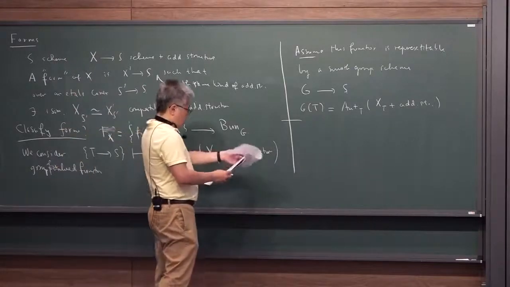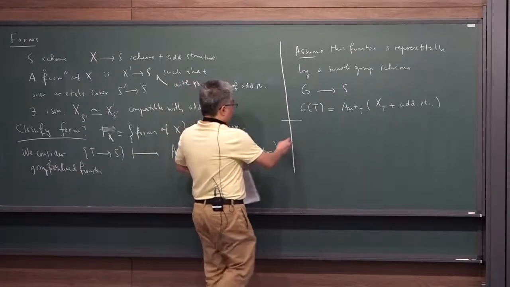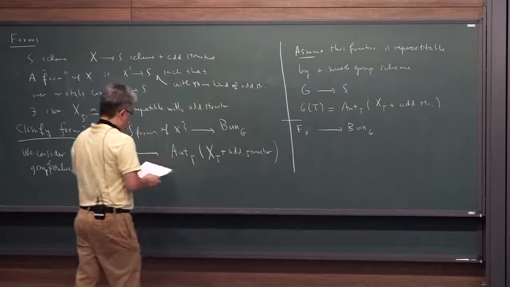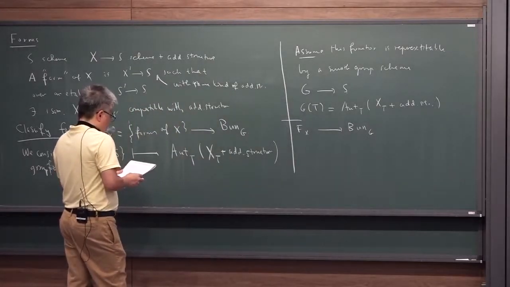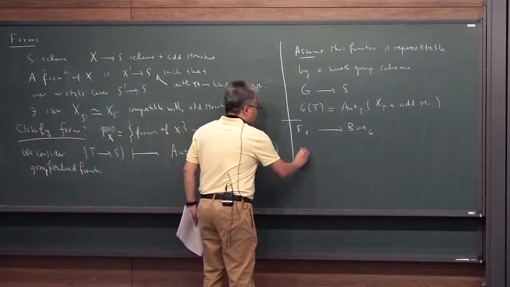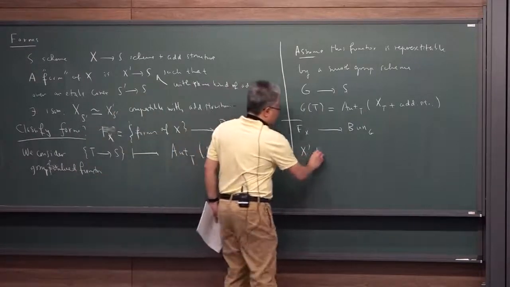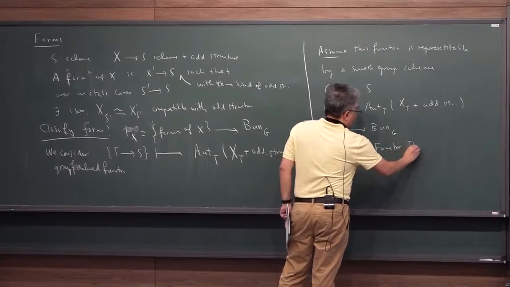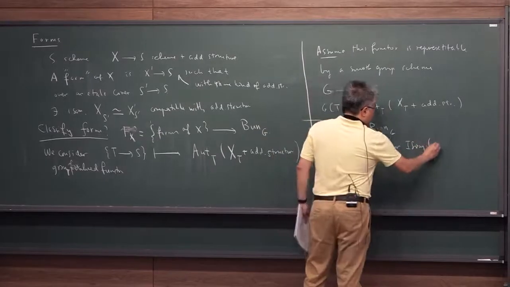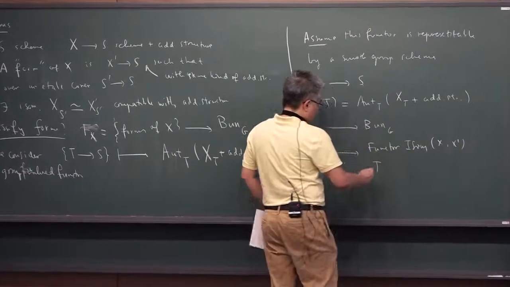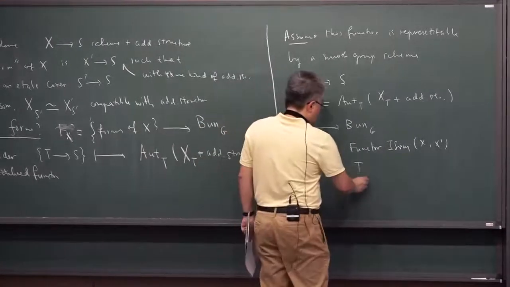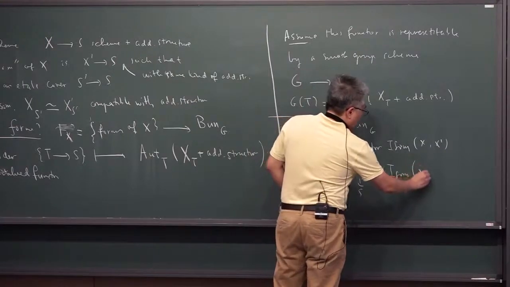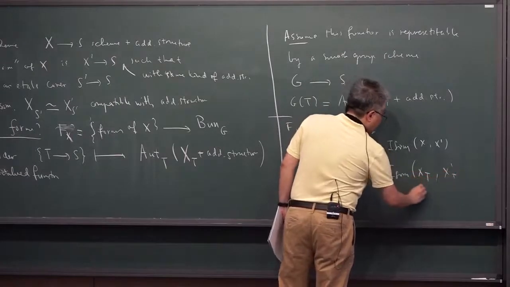Now if we look at this functor for X, to G: every time we have X prime, some form of X, we associate to it a functor, Iso of X and X prime, so that for T over S, you look at the Iso. Now this is a functor that is a set of isomorphisms from X_T base changed to X prime_T, plus additional structure.